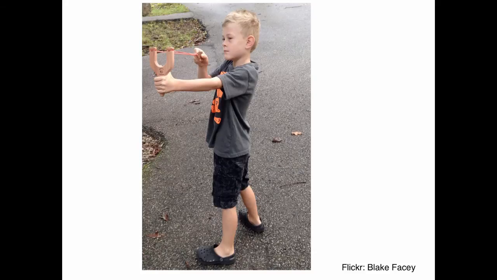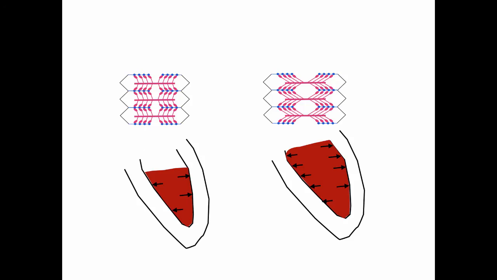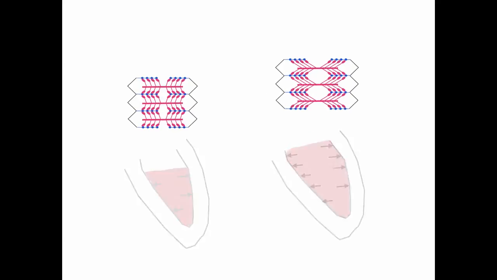If you've ever shot a slingshot as a child, you'll know that the greater you pull back on the elastic, the greater you stretch it out, the farther your rock or pebble will fly. The same thing happens in the heart. The greater the stretch on the myosin, the more force it can exert in the subsequent contraction.